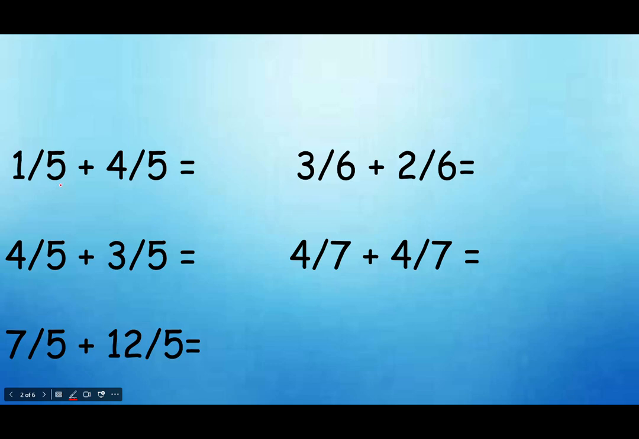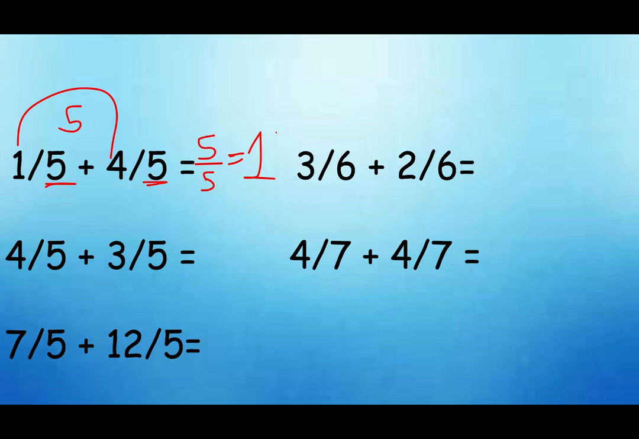In this first question, we have 1/5 and 4/5. Since the denominators are the same, we can leave the denominators. We have to add the numerators, so 1 add 4 is 5, which brings us an answer of 5/5. It can be converted into a mixed number, which is 1 whole number.